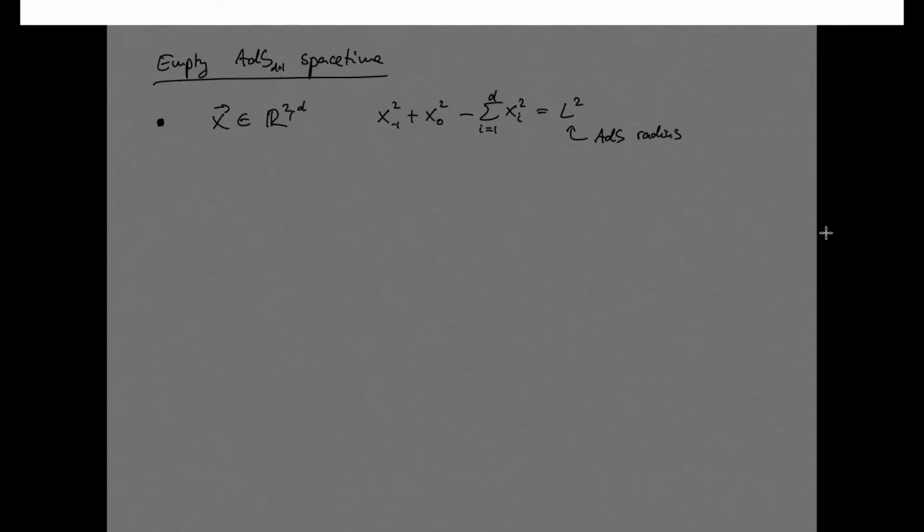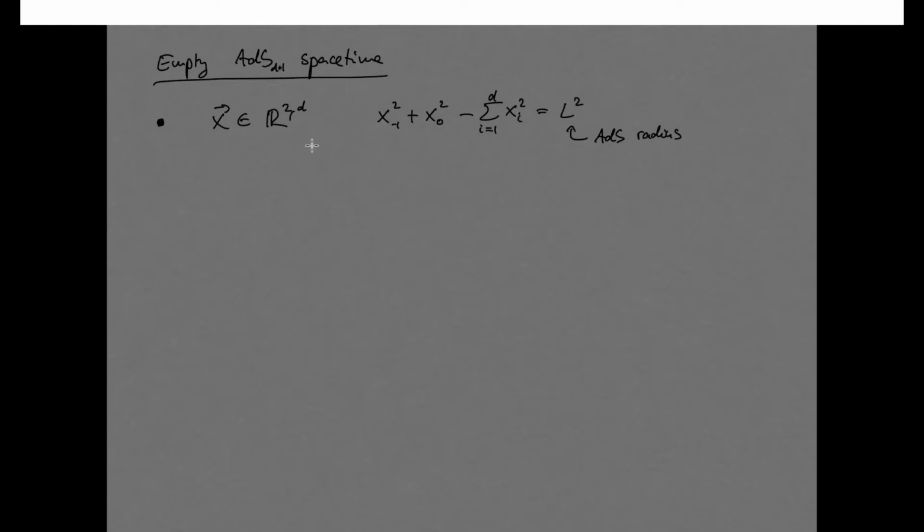Before considering more relevant geometries, let's first talk about empty ADS spacetime. So D plus one-dimensional ADS can be defined as the hyperboloid given by this equation here. You can think of the left-hand side as the length of this vector x, which is an element in the R2,D flat ambient space.